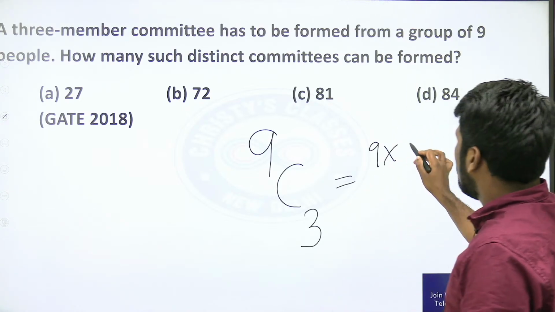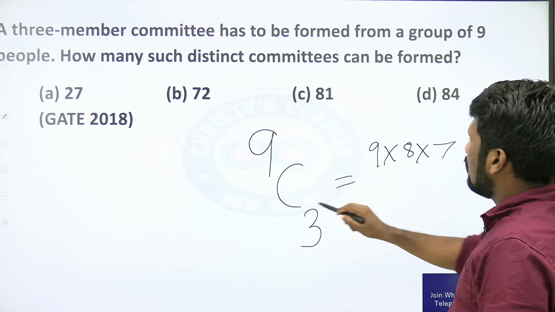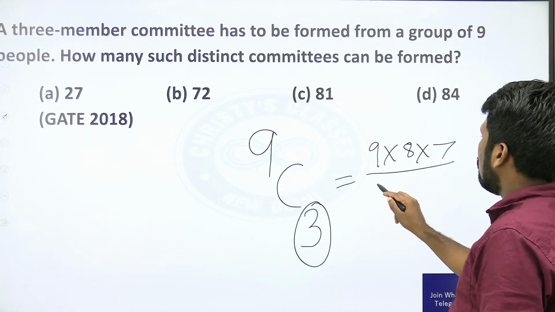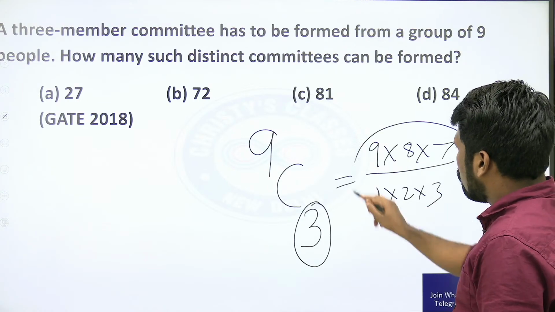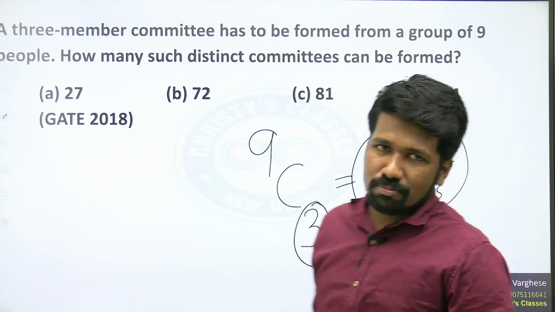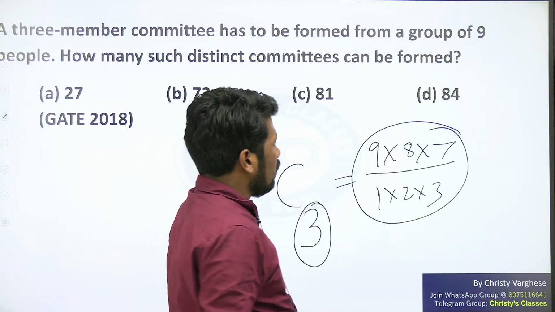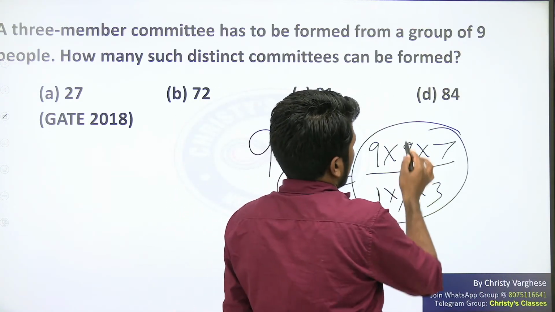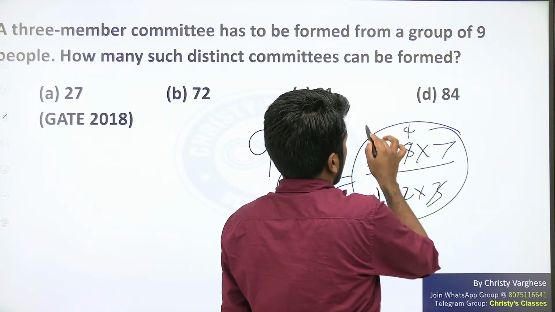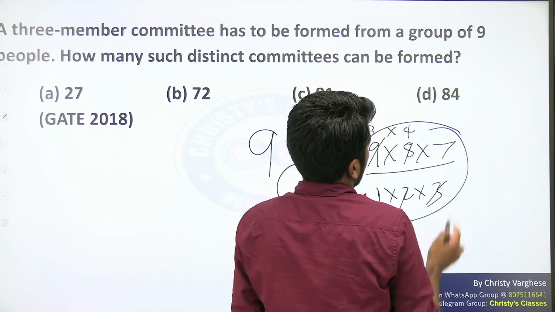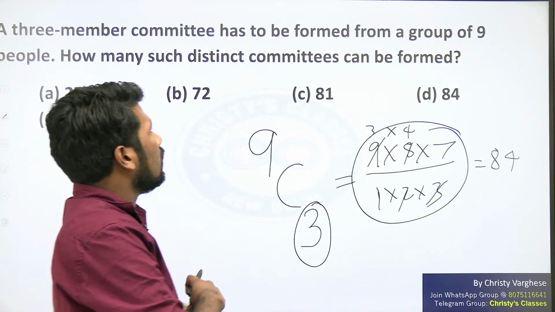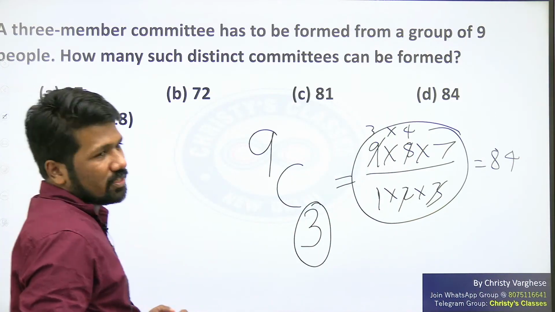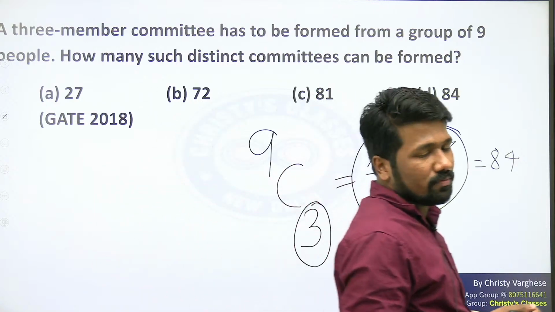9C3, how to solve it? 9 into 8 into 7, 3 numbers you write, and 1 into 2 into 3. In case anyone has confusion about how to write it in a shortcut way, I'll just explain. 2 into 3 will cancel with 6, and 3 and 9 cancel with 3. 3 into 4 into 7 is going to be the answer. That is 84.